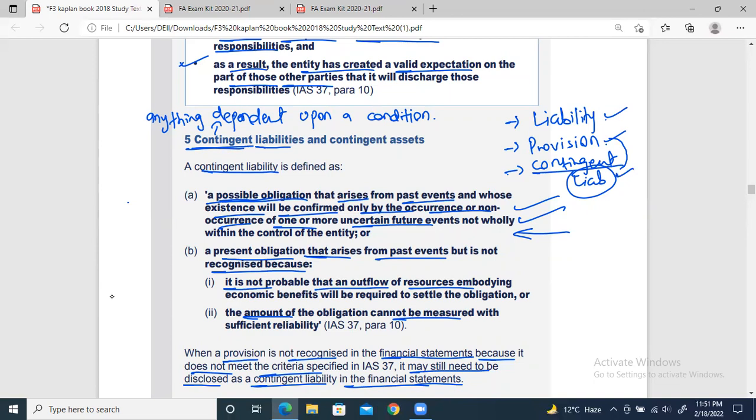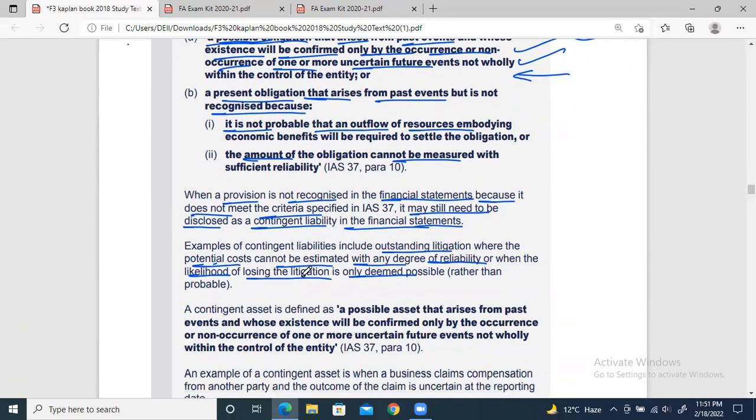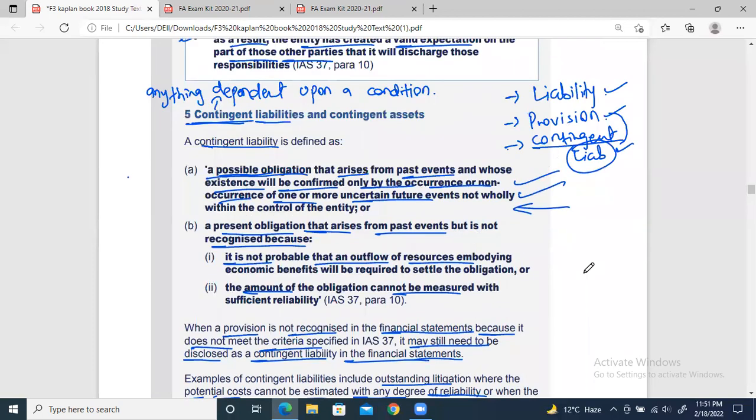This is the only condition over here. Any kind of litigation or a court case that is pending, we may know the reliable estimate of it, we may know the amount, we also may know the timing, what will be the actual court decision, and at what date it will be. But we might not know what will happen actually. So this can be called a contingent liability.